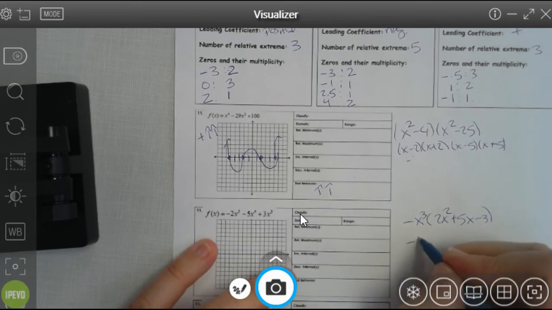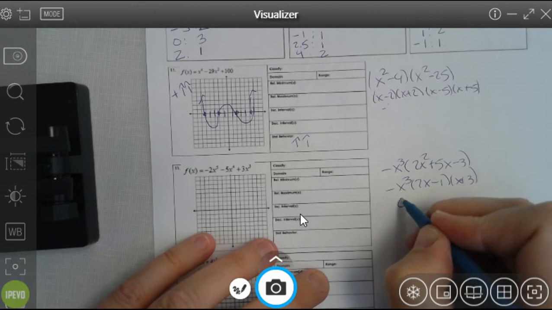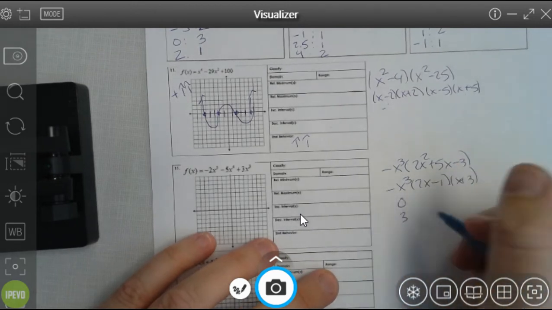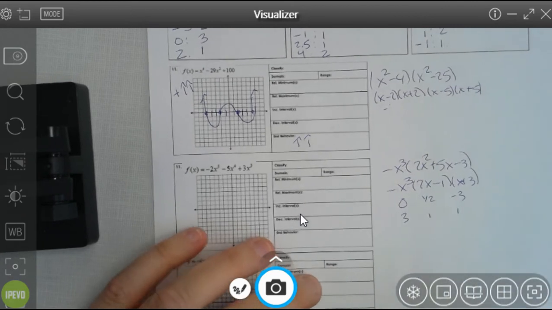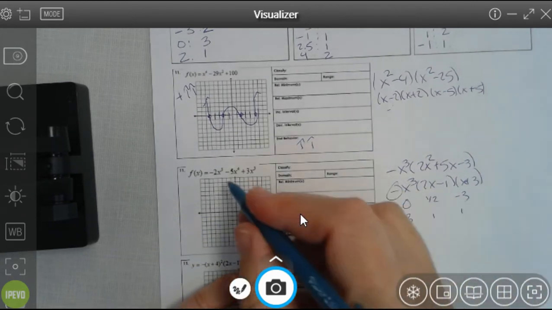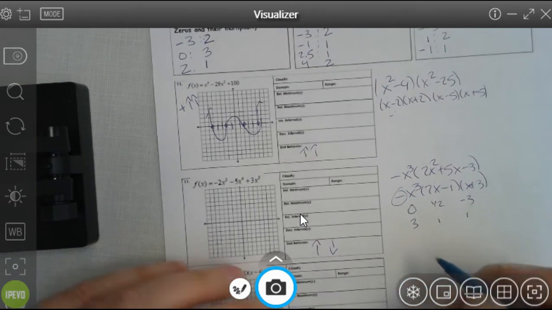So do your AC method to that, and you should get 2x minus 1 and x plus 3. So I have a 0 here. That's a multiplicity of 3. I got a 1/2 and then a negative 3, and both those multiplicities are 1. This is a negative odd. So negative odd should go up and then down.